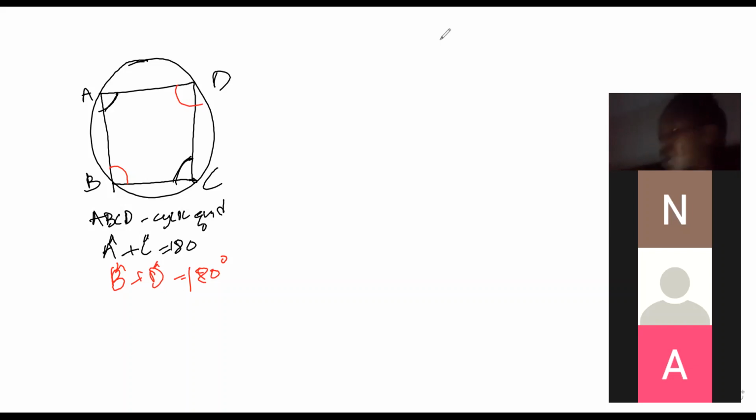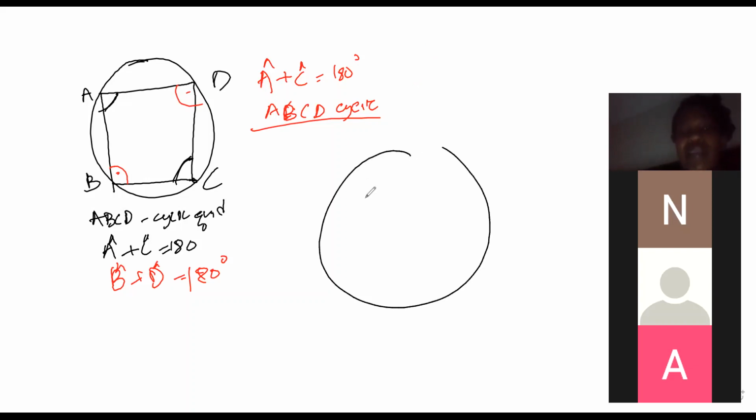Another one is just the converse of this. If they tell you that A plus C is 180, therefore ABCD will be a cyclic quad. Or they tell you B plus D is 180, therefore this will be a cyclic quad. Okay, so that's that. Then the next one, another cyclic quad, they give you this.